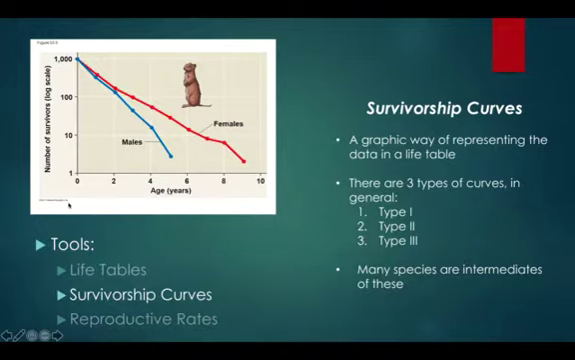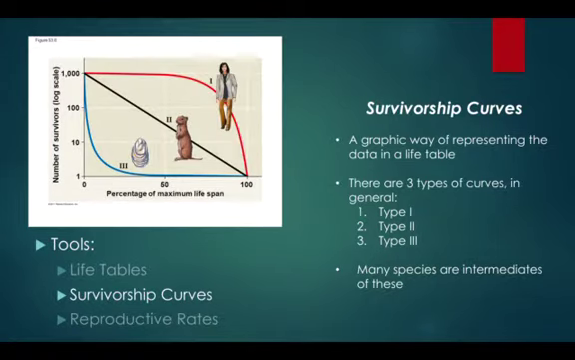So going back to our ground squirrels, number of survivors on our y-axis and age on our x-axis. As individuals get older, the number of survivors goes down. And we can see that males are less likely to survive than females, but most of them don't survive their first year, and the likelihood of surviving goes down with age.